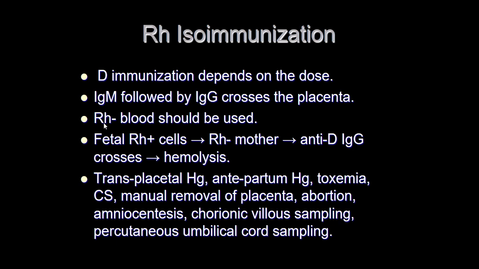So usually the mother has to be Rh negative, and then she will develop antibodies against the Rh positive red blood cells. So the fetal Rh positive cells go into the Rh negative mother. This is the isoimmunization. The anti-D antibody, which is usually IgG, can cross the placenta and go to the baby, causing hemolysis of the baby's red blood cells.